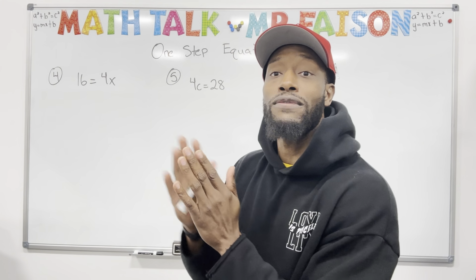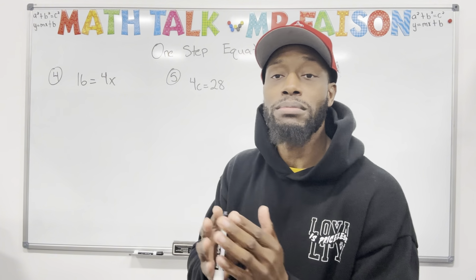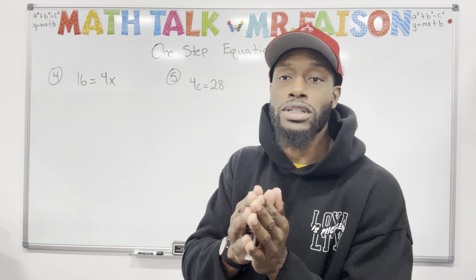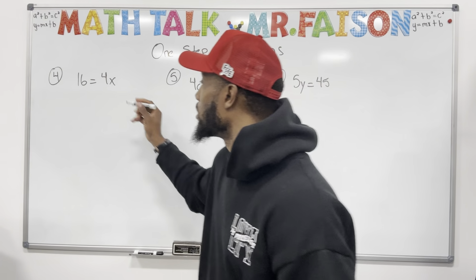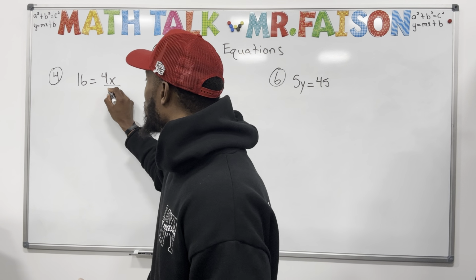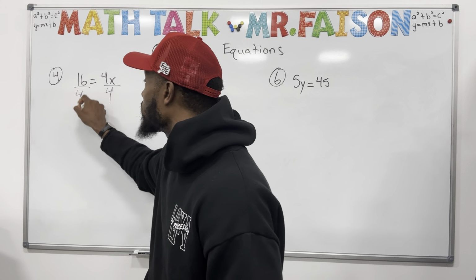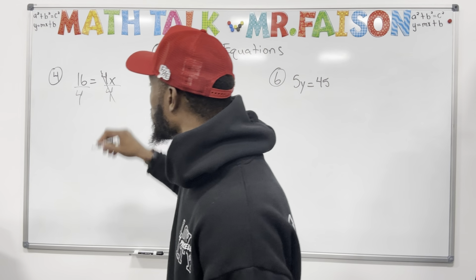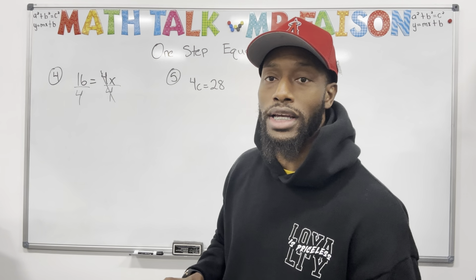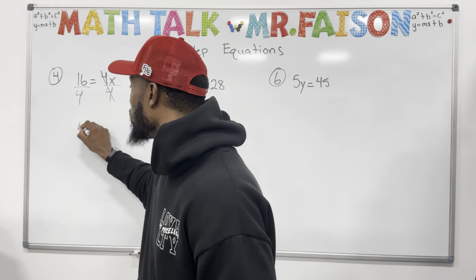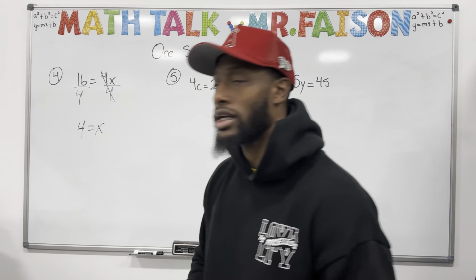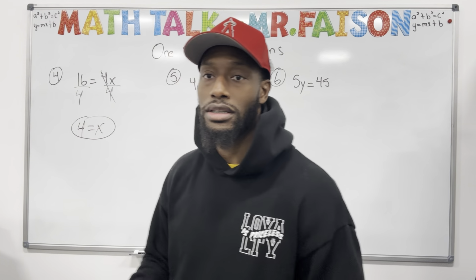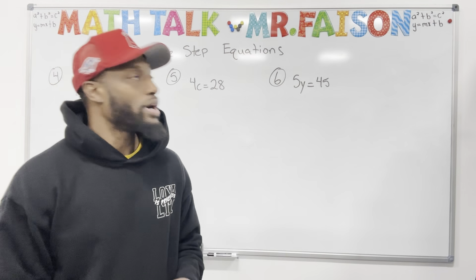But we want to split the 4 and the x up. So how do we split somebody up that's married? They get a divorce. So we take that and take it into math terms. So we divide. So I'm going to divide by 4 on both sides. That's all I do. This right here cancels out. The 4 and the 4 cancel out. 16 divided by 4 is 4. And that's going to be equal to x. That's my answer.